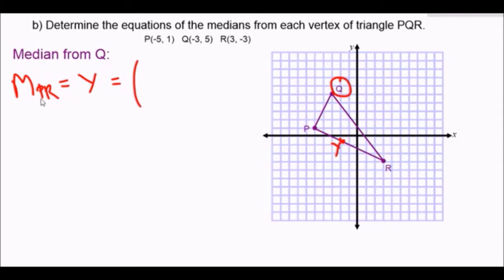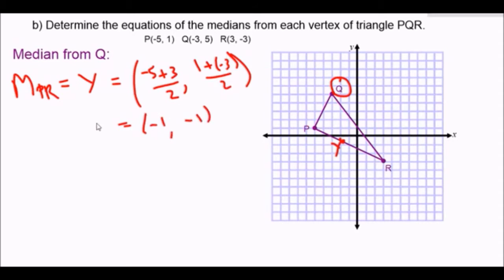So I need P and R. So negative 5 plus 3 divided by 2, and 1 plus negative 3 divided by 2. Here I get negative 1 and here I get negative 1. So the point that we're calling Y, the midpoint of PR, has these coordinates. And now I need to find the equation of the line that goes through Q and Y.